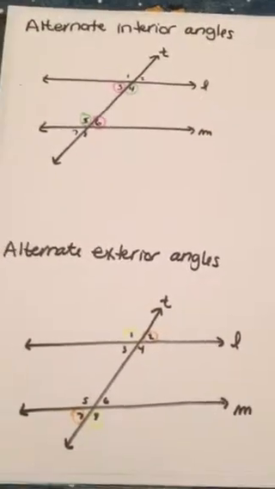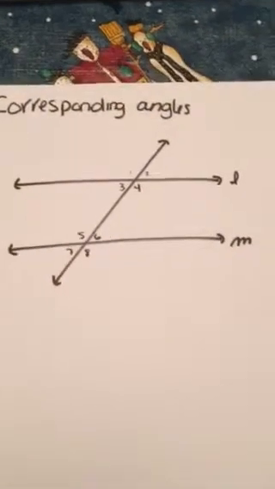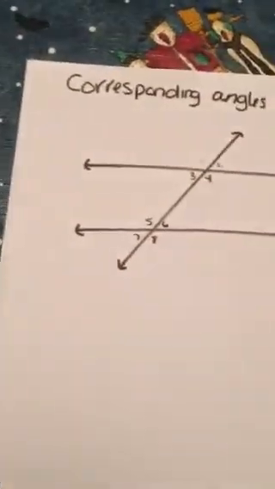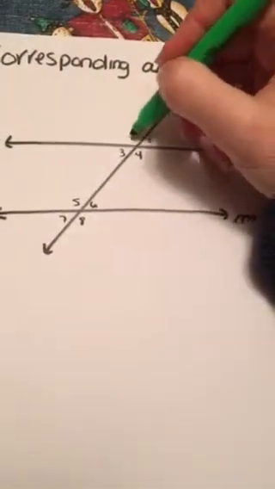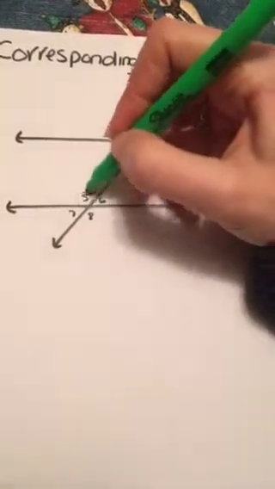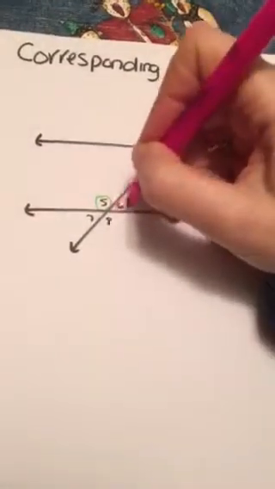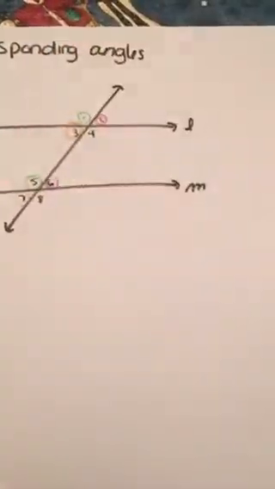Okay. And then the last thing we have are corresponding angles. Corresponding angles are angles that are located on the same side of the transversal and the same side of the parallel lines, and they are congruent. So angle 1 is on the left and it's on the top of these parallel lines. 5 is on the left and on the top. They're in the same position, so those are congruent. 2 and 6 are congruent. 3 and 7 are congruent. And 4 and 8 are congruent.